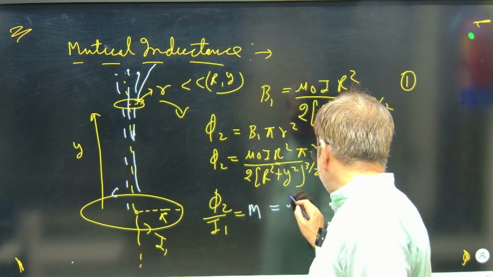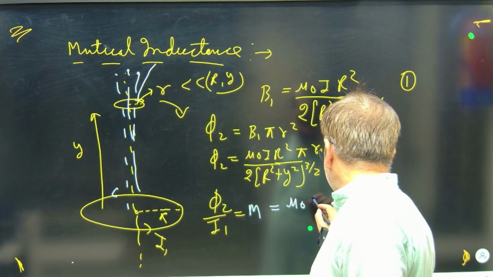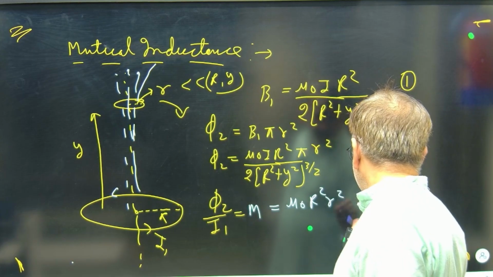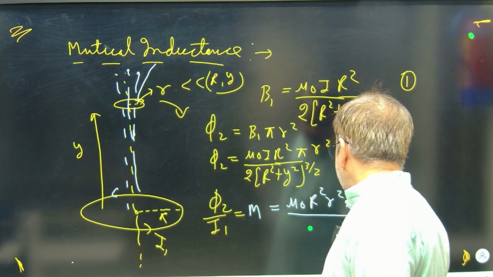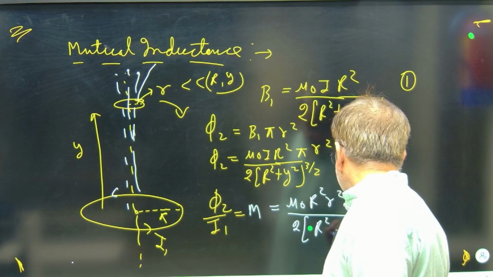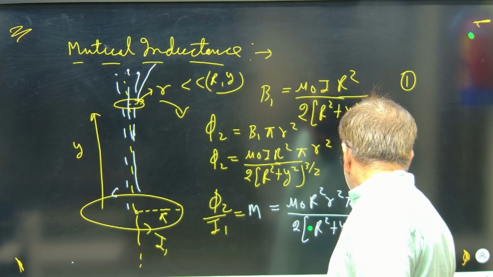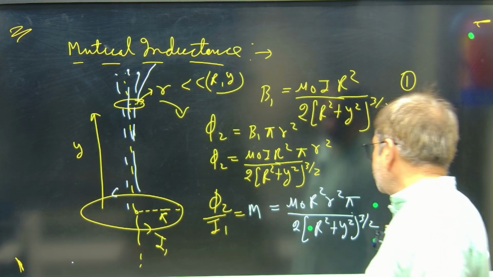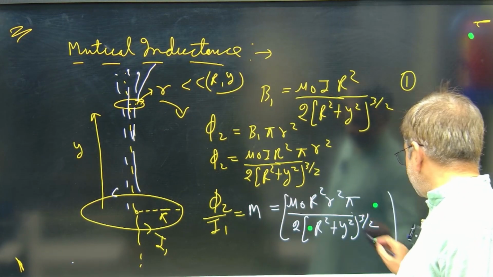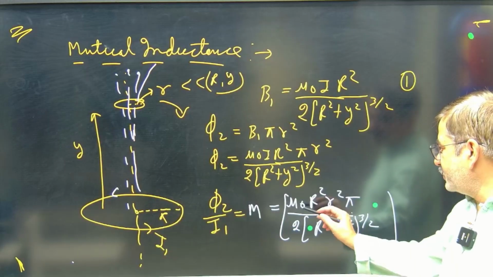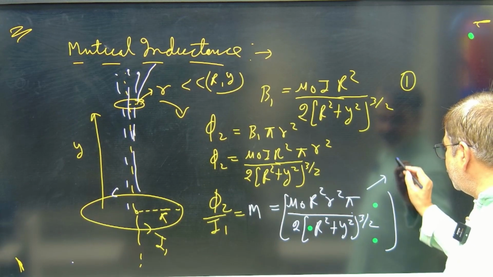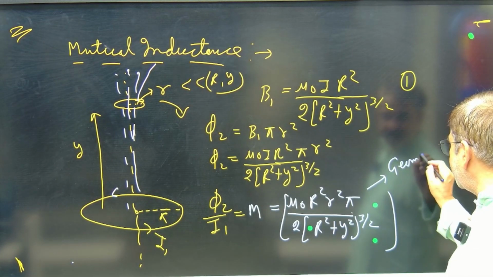What value can you say? Mu naught into R square into pi r square over 2 times R square plus y square to the power 3 by 2. Now you see, this mutual inductance depends only on geometrical parameters. These are the only parameters: mu, capital R, small r, and distance. So all of it depends on geometrical parameters only.